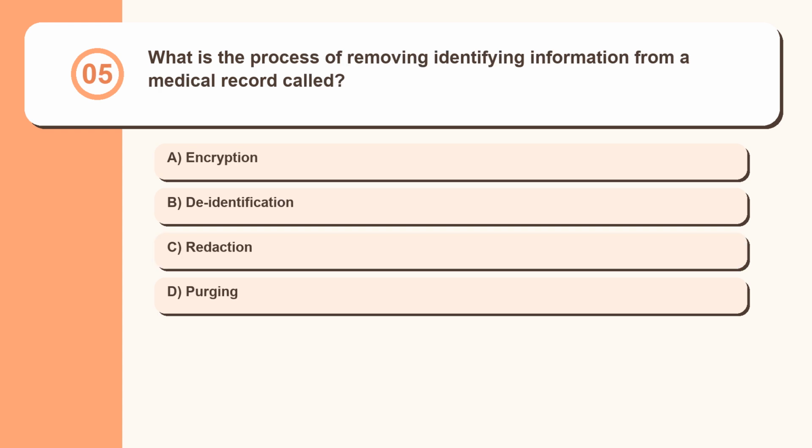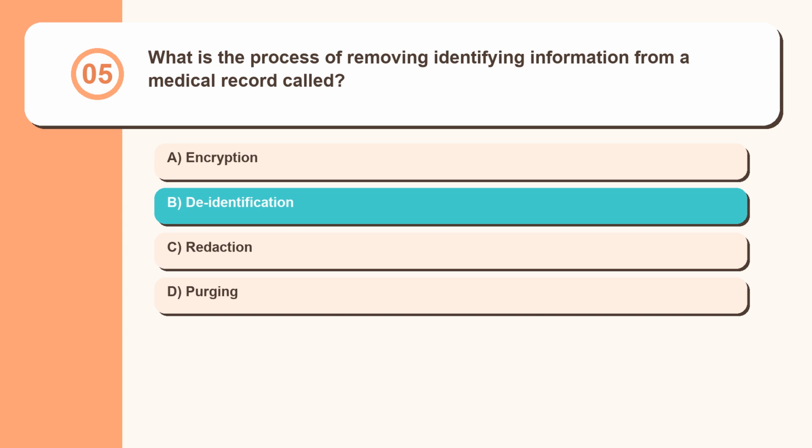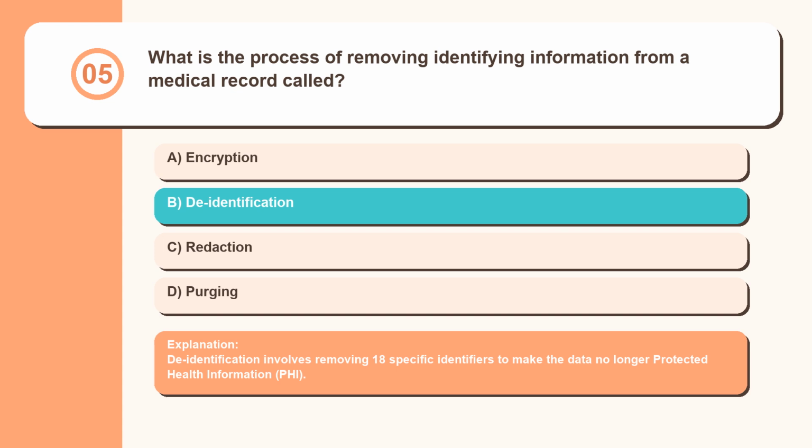Question 5. What is the process of removing identifying information from a medical record called? Encryption, de-identification, redaction, purging. De-identification involves removing 18 specific identifiers to make the data no longer protected health information, PHI.